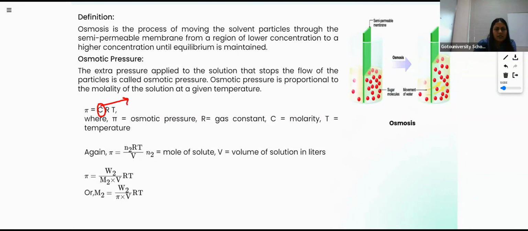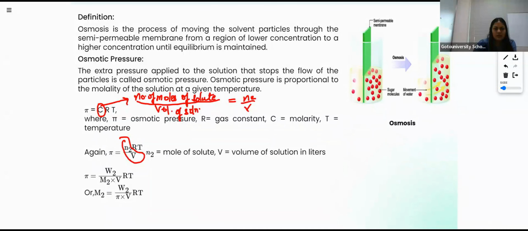What is molarity? Number of moles of solute particles present in solution divided by volume of solution, right? That is n by V. For solute we are using 2, that is n2 by V. Now you understood where this came from.